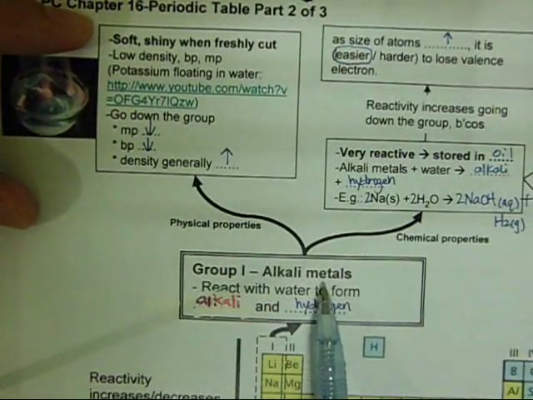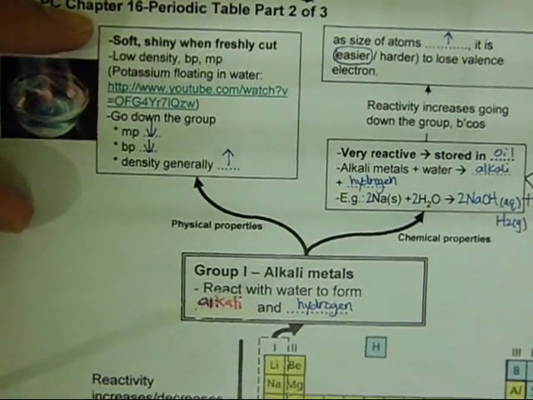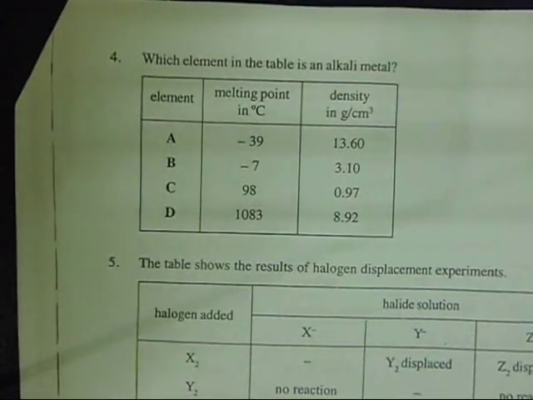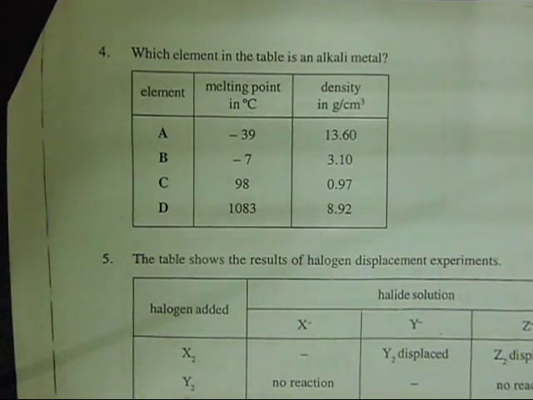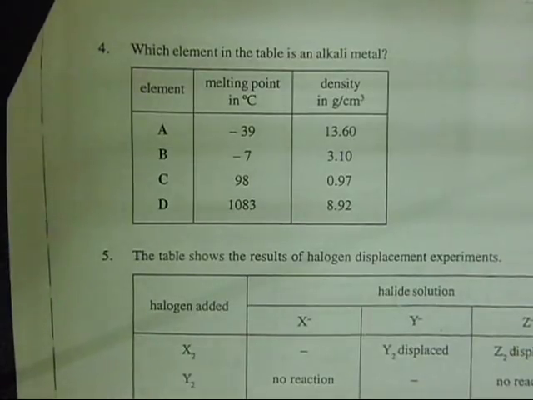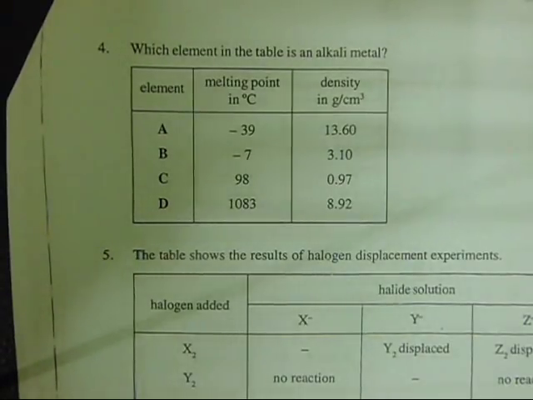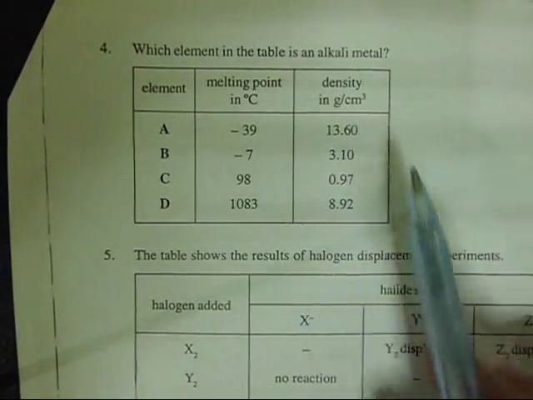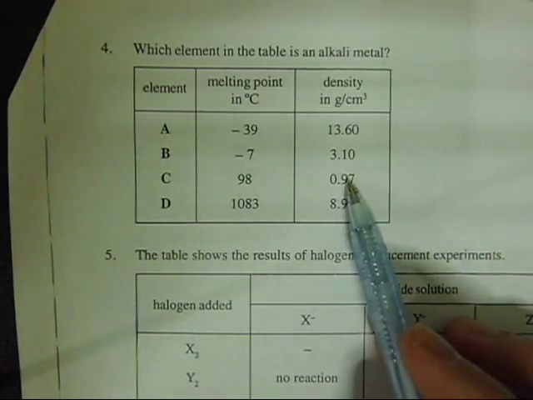Group 1 alkali metals. Why do they call them alkali metals? Because they react with water to form alkali and hydrogen. Group 1 elements usually react very violently with water, and when they are reacting, you can see them darting around on the surface of the water. They are floating on the surface of the water, and then they dart around. Which means that they are less dense than water.